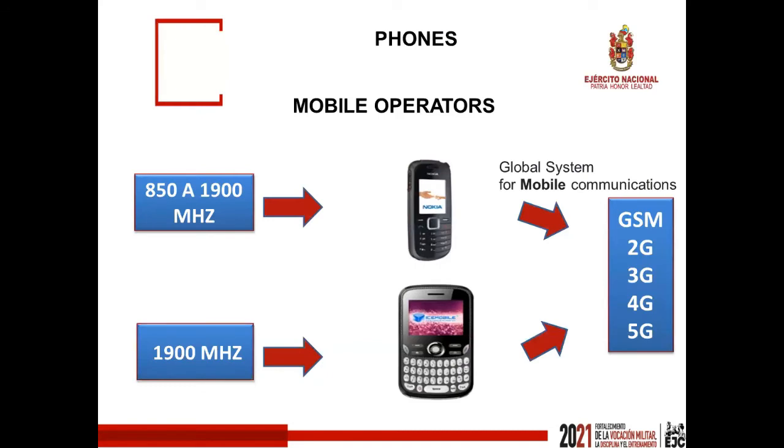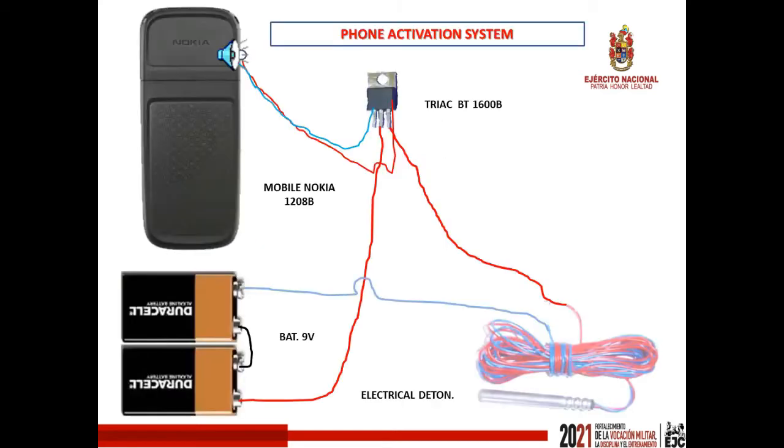So the most common mobile operators in our country today are working in bands of 850 to 1,900 megahertz. And these mobiles, these cell phones, for communications, work in signals of 2nd generation, 3rd generation, 4th generation, and actually 5th generation. So that is the way that the phone activates the system.